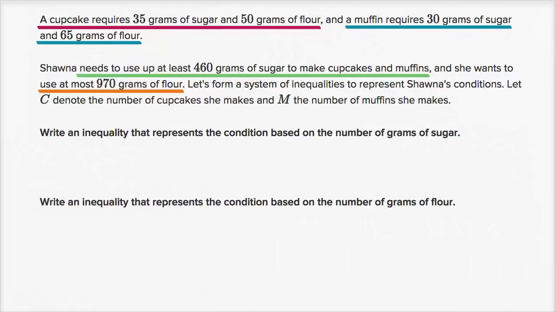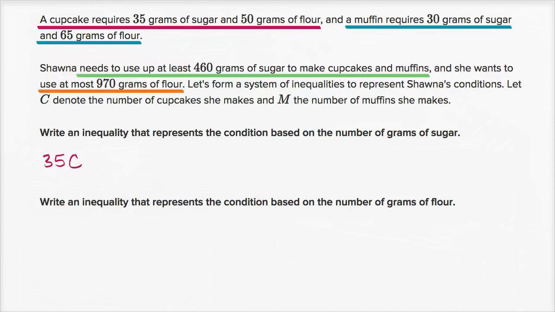So let's see how we can write that out. How much sugar is she going to use for the cupcakes? Well, we're told she requires 35 grams of sugar per cupcake. So the amount of sugar for all of the cupcakes is going to be 35 grams per cupcake times the number of cupcakes.